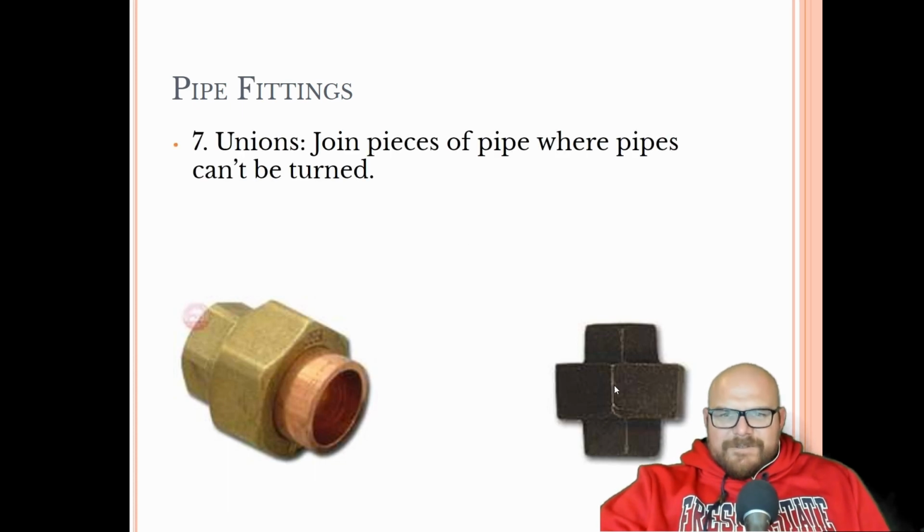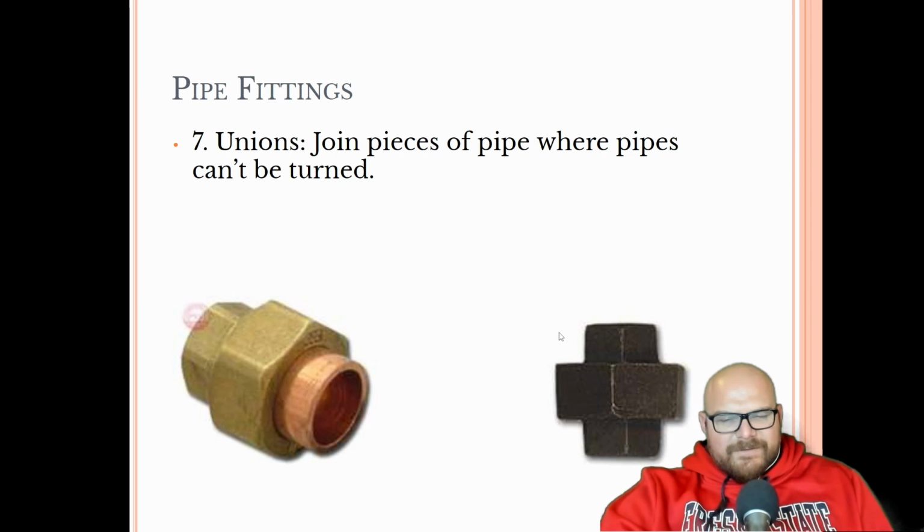We have these unions, which are used to join pieces of pipe where you can't turn. So sometimes we need to make a cut into a piece of pipe, maybe something that's in the ground, and we can't turn either end. We can put one of these things on.